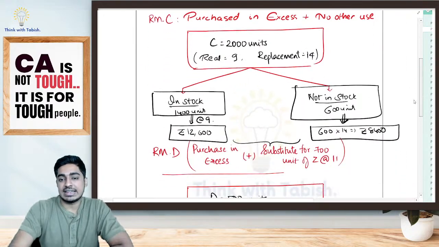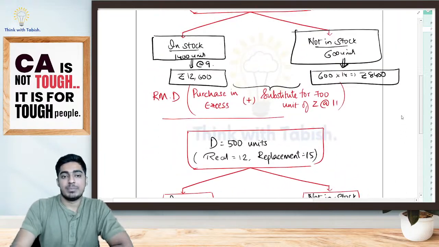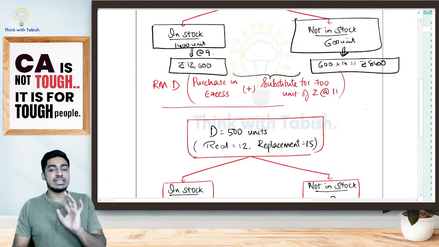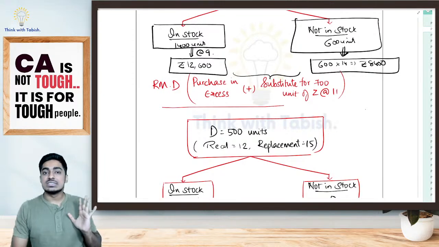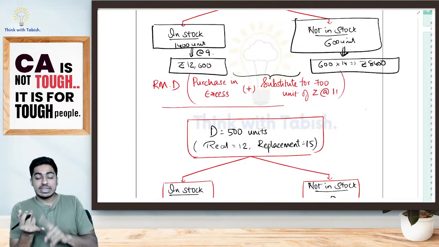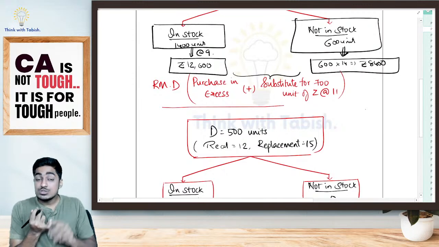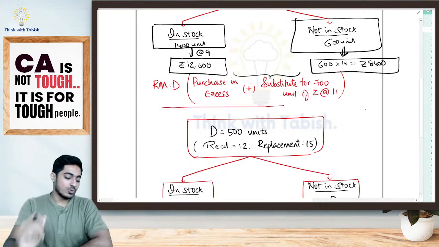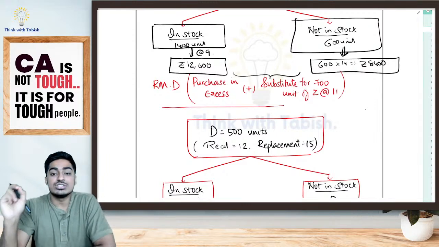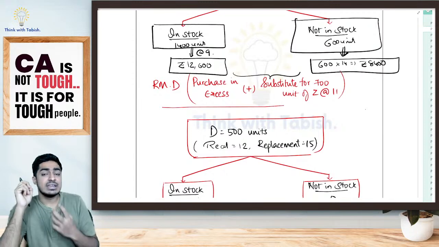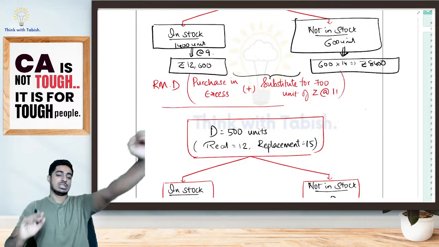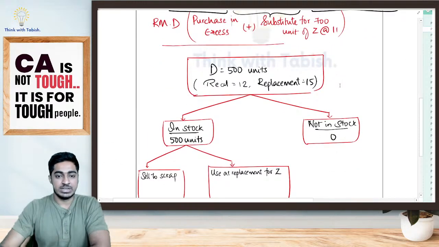Yes. And finally, we have raw material D. Raw material D's calculation is going to be interesting. Pay attention, everyone. What is the question talking about raw material D? Firstly, raw material D was purchased in excess. So the raw material is in stock and it is not regularly used. Yes, so realizable value or benefit from alternate use, whichever is higher. Again, what is the question telling? It could be used as a substitute for 700 units of material Z. I want 700 units of material Z. For that, this raw material could be used as a substitute. Now look at this. Altogether, how many units of D do I want?